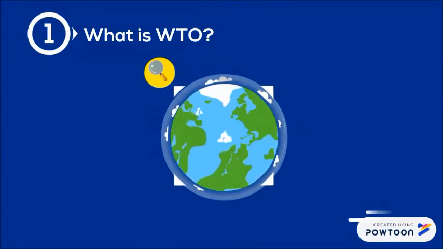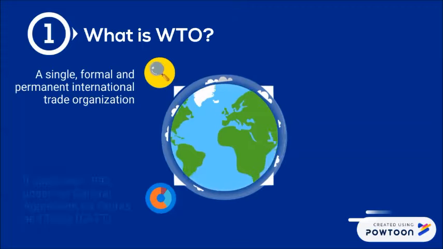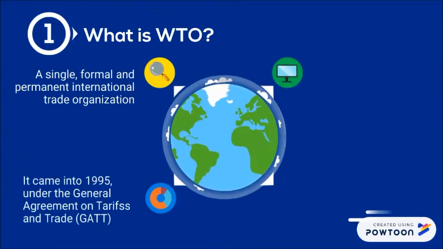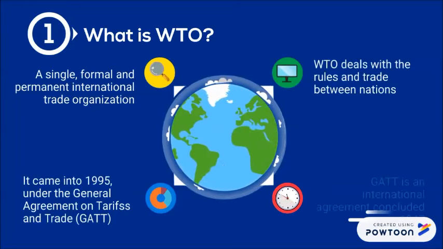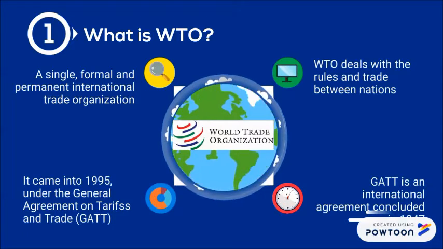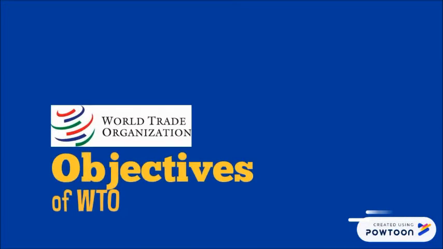WTO is a single formal and permanent international trade organization dealing with the rules of trade between nations. It came into being in 1995 under GATT. GATT is an international agreement concluded in 1947.